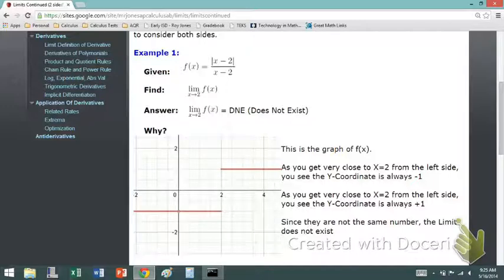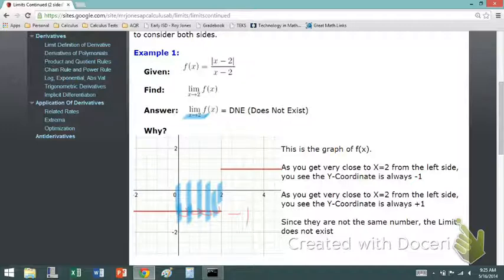And you will see that as we approach x equals 2, because we're asking the question, what is the limit as x approaches 2? Well, here's 2 right here. As we approach it from the left side, as we pick x values that are really close to 2 from the left side, you can see that all of our y values are negative 1. All these y values down here are negative 1.